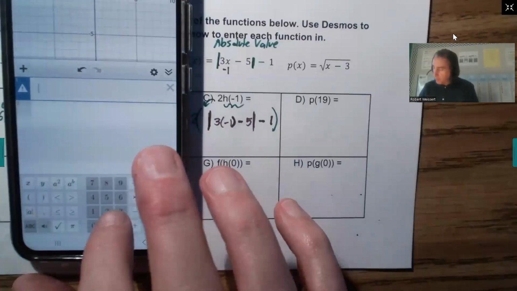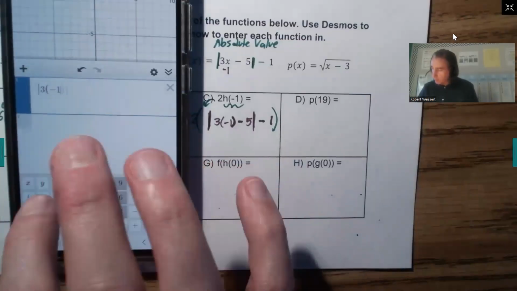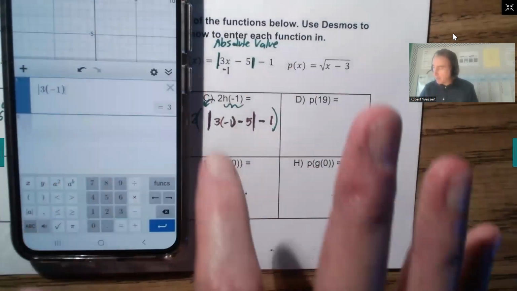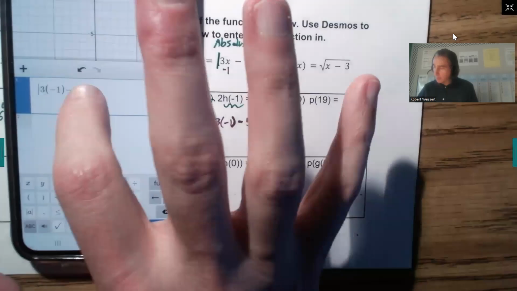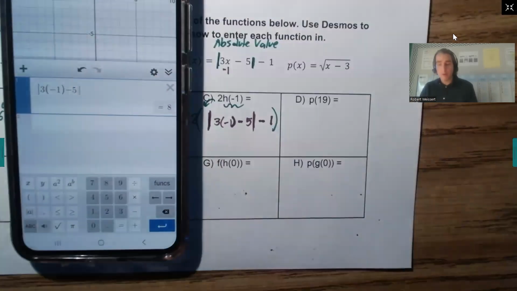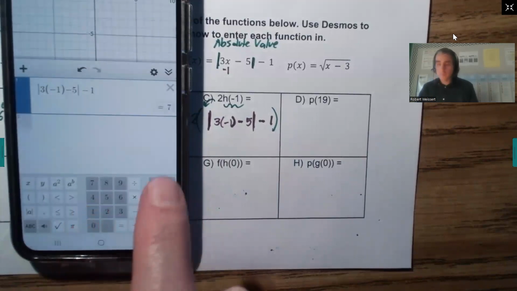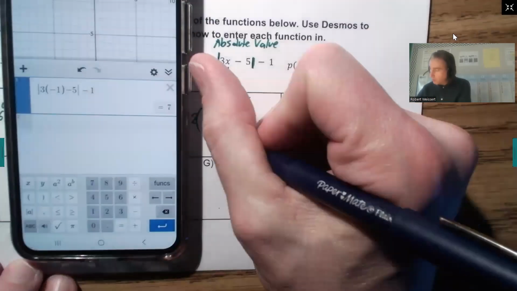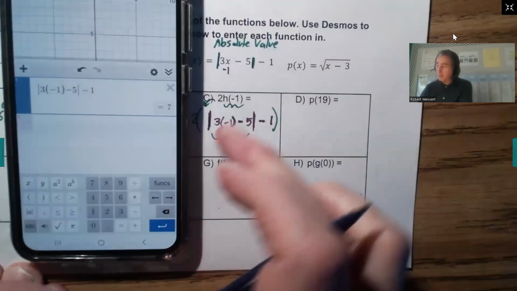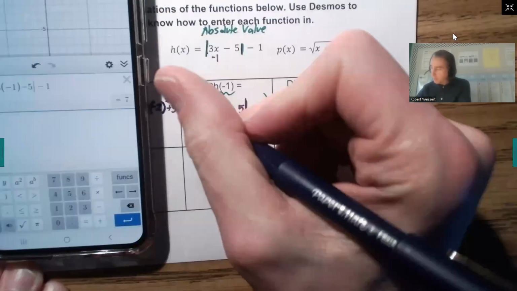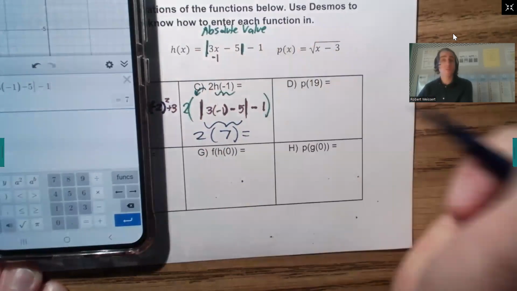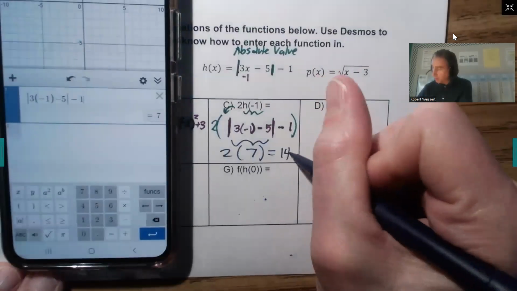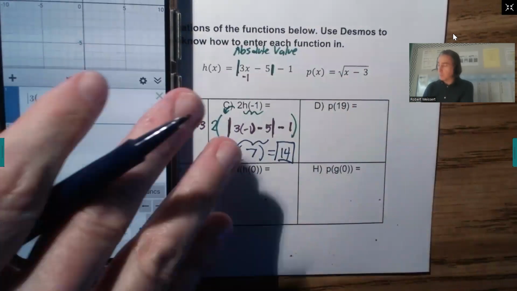So I'm going to type in 3 parentheses -1, and then -5. And then I'm going to go on the outside of the absolute value. So I'll click over here, right arrow if you're on your computer. Then you're going to type in -1 at the end. And so that's going to give us an answer of 7. So I'm going to write 7 down below. And then finally, at the end here, I got 2 times all that. So this really is going to be 2 times 7, which hopefully you know is 14. You can check that in your calculator if you'd like. So 2 times 7 is 14.